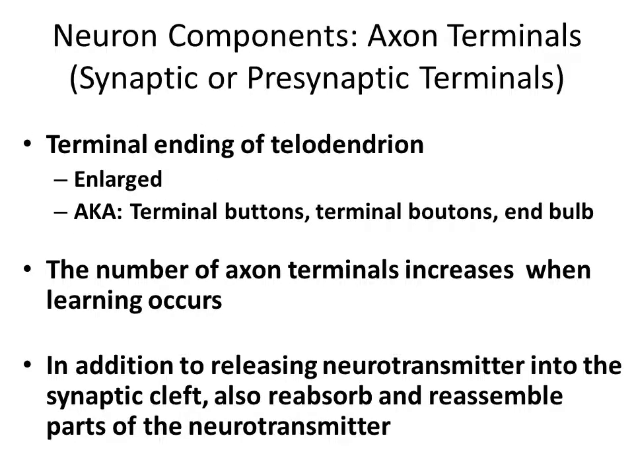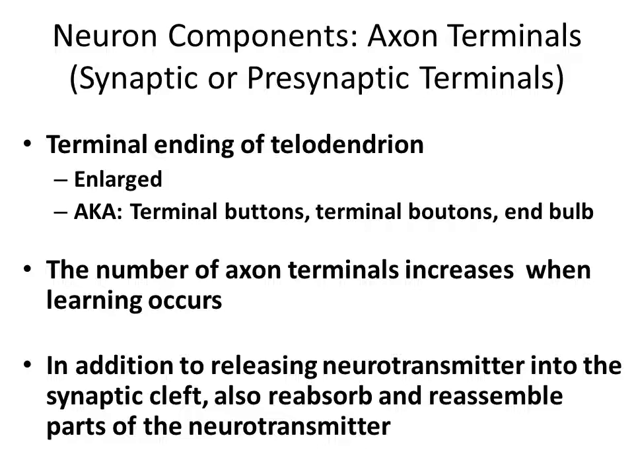Okay, these axon terminals, as I said, have kind of an enlarged ending, and these are called terminal buttons or terminal boutons or end bulb. So lots of different names, all for the same thing. The number of axon terminals will increase as learning occurs. So we not only increase dendrites and dendritic spines on the cell that's going to receive the information, we increase axon terminals on the cell that is providing the information.